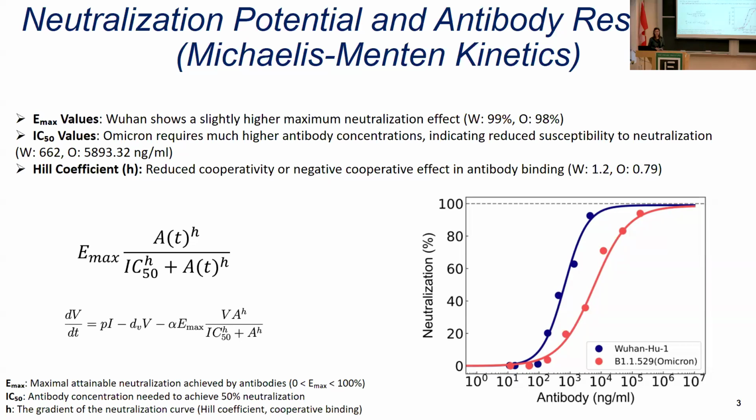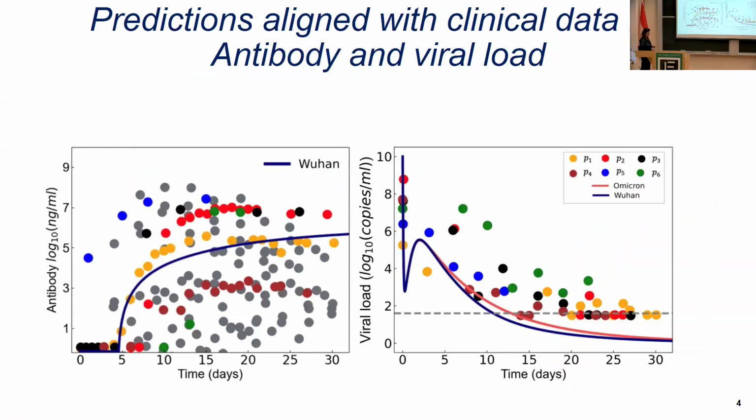So on the other side, we can say Omicron is more immunoevasive because we need more antibody to neutralize it and to kill the viruses. And the Hill coefficient, or cooperative effect, is higher for Wuhan, which is 1.2, in comparison with Omicron. Again, these are all showing that Omicron is more immunoevasive. These are the parameters that we fitted, but as I mentioned, these are only 3 parameters in our big model that we fitted based on the data.